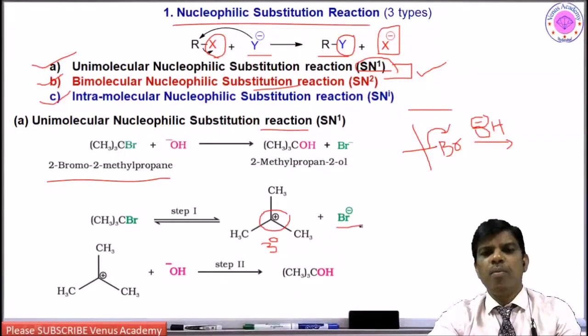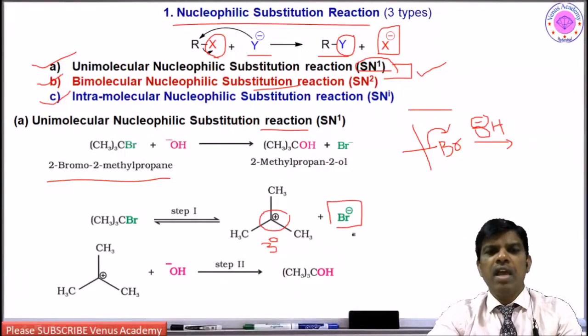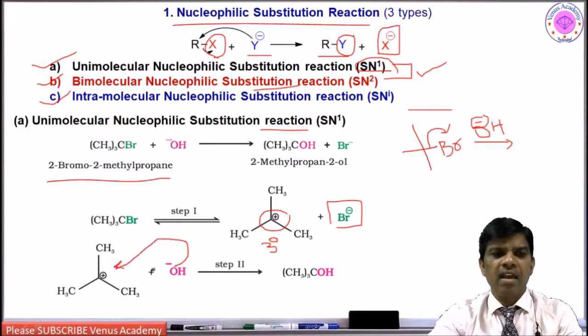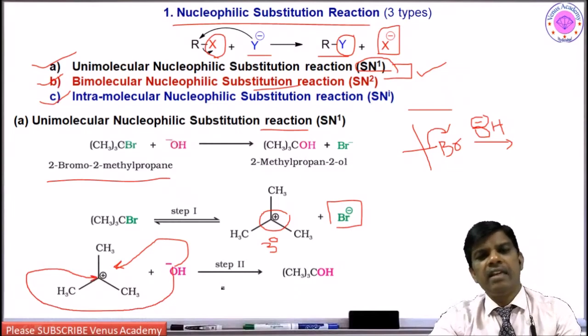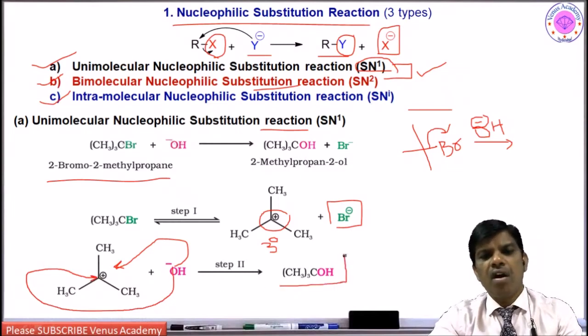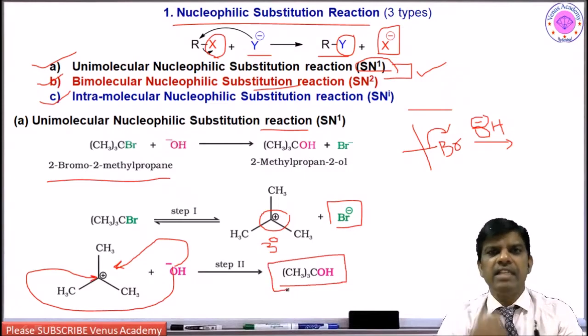Yes, the bromide ion is going out, and now when this tertiary carbocation is free, the OH minus ion can attack from this side or from this side. From wherever it wants, it can enter. So it is going to give an alcohol. The stereochemistry and orientation we are going to learn in detail now.